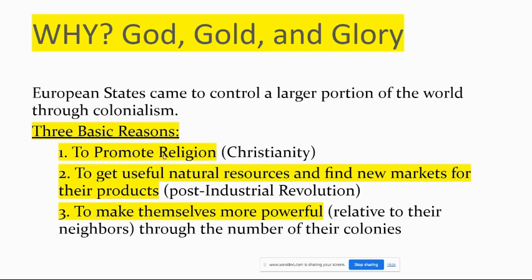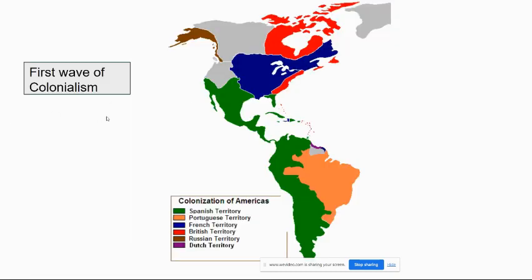And then the last one was glory. Glory is really just about competition, to make themselves more powerful relative to their neighbors through the number of colonies that they had. So the first wave of colonization really starts about the 1500s and continues to about the late 1700s, early 1800s.